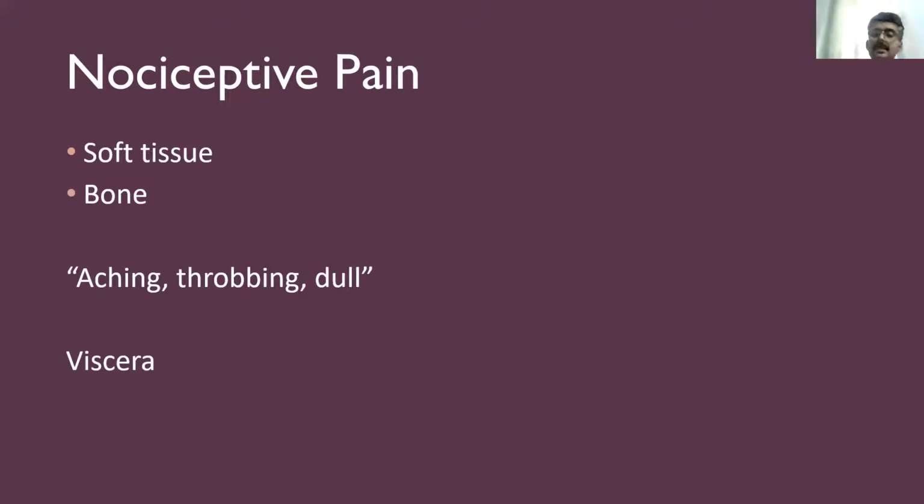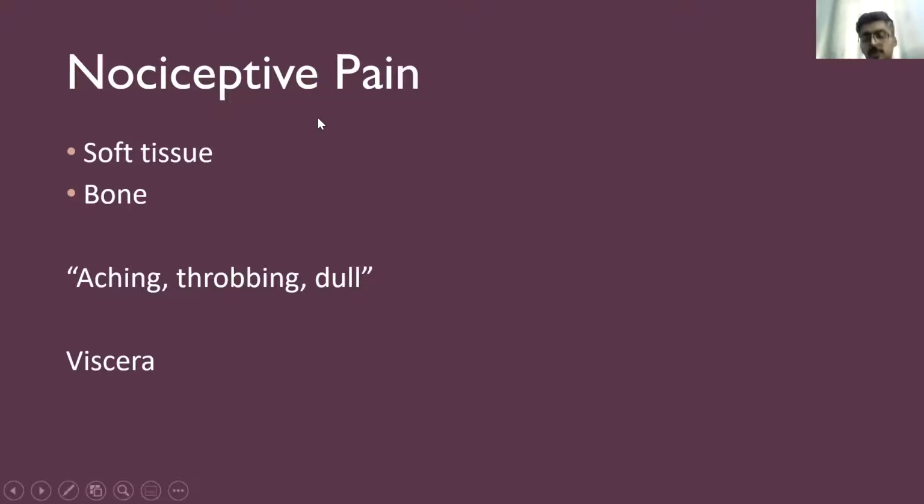So if a hollow viscus is affected, it is typically described as a colicky pain, like the pain we usually get when we have a stomach upset or a urinary colic. But if it is affecting the peritoneal coverings of organs, it may be a dull aching pain. So this is the classification of nociceptive pain.